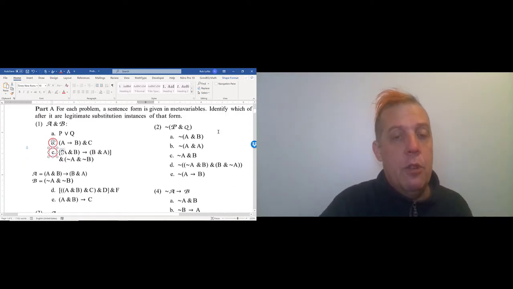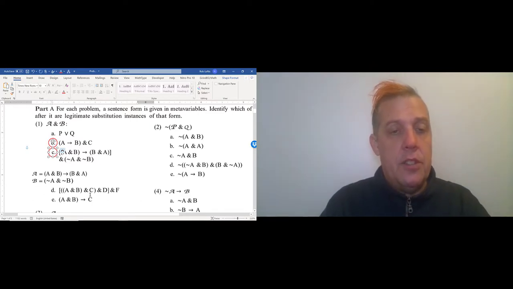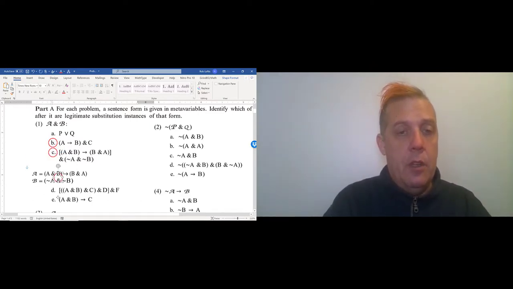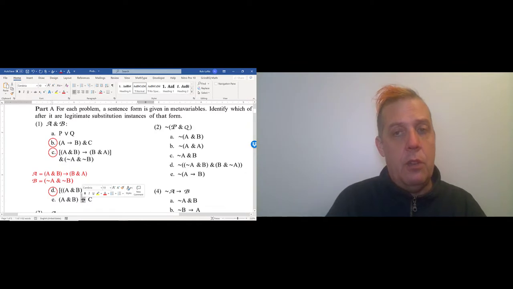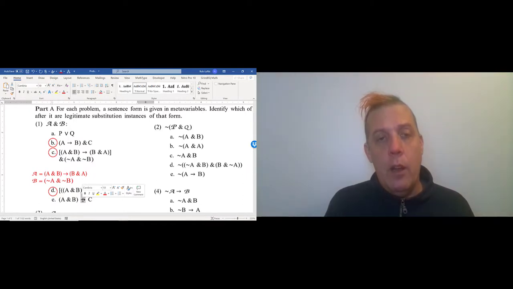The same is true for D. D is a proper substitution instance because the main connective in each is an and, so the left side is the A and the right side is the B. E is not a proper substitution instance because the main connective this time is just a conditional, so that doesn't work. So that's a simple case because we're just looking at a situation where you've got a single connective.